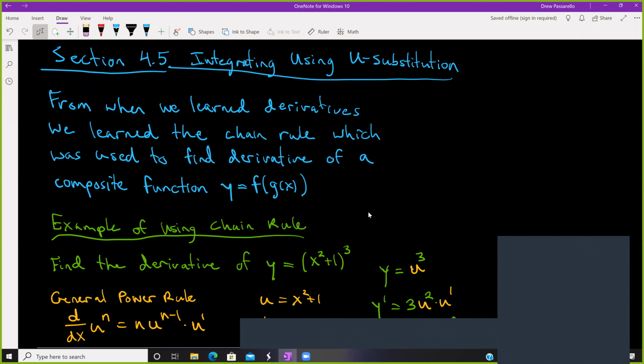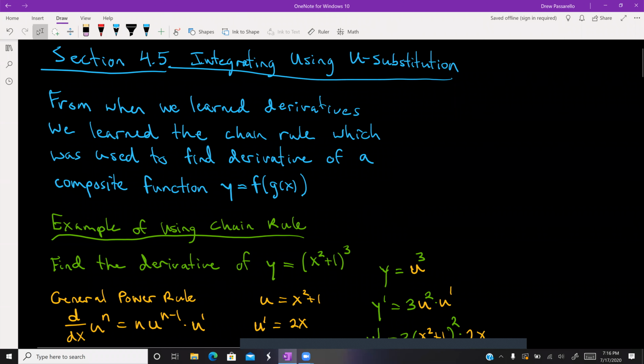We're starting section 4.5, and it deals with integration using U-Substitution. So this first video, I'll just go over the concept, and the following videos, I'll go through examples. And as far as the concept goes, I'll first start out with something we've already learned before.